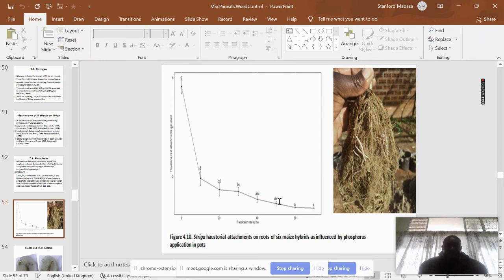Now, an MSc student at UZ demonstrated that the addition of phosphorus could reduce the attachments of Striga on a maize root. This is the maize roots with the Striga attachments. So if phosphorus was increased, it actually decreased these attachments up to very few.